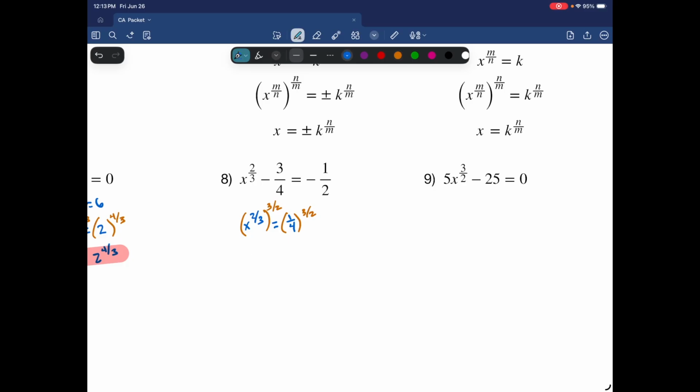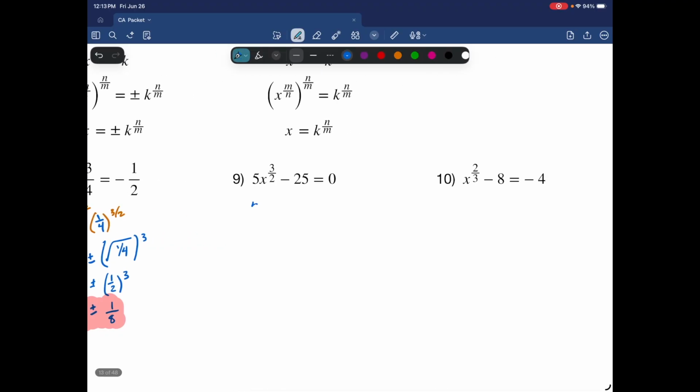So this is going to be x equals plus or minus the square root of 1/4 to the 3rd power. All right, the square root of 1/4 is 1/2. So x equals plus or minus 1/2 to the 3rd power. So x equals plus or minus 1/8.